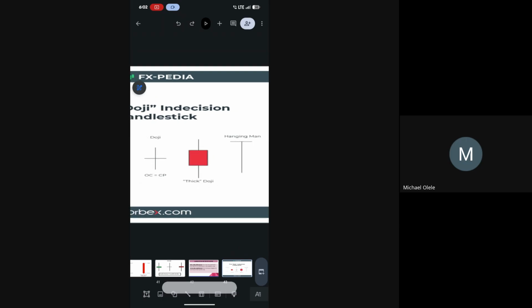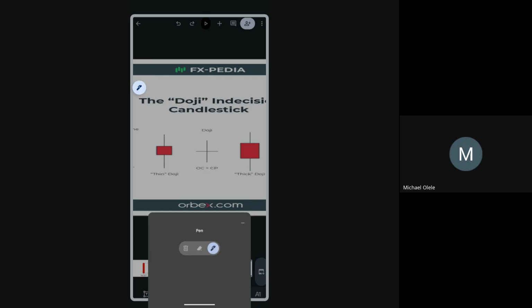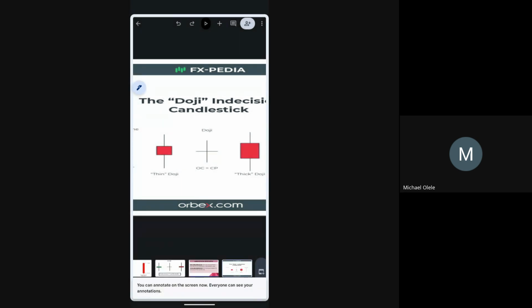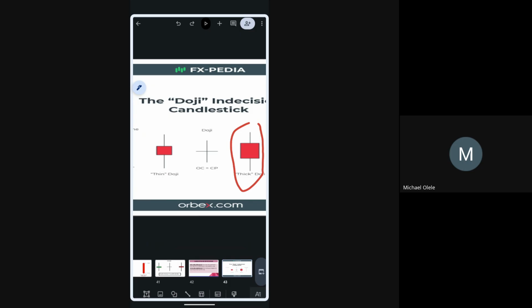I think this thick Doji now, the only difference between this thick Doji and the thin Doji is the body, but they are both the same thing, especially in regards to the explanation Mr. Moses gave, and which Mr. Michael further elaborated. The only difference is that the thick Doji has more body size than the thin Doji, and the thin Doji has more body size than the Doji itself. Do we understand?